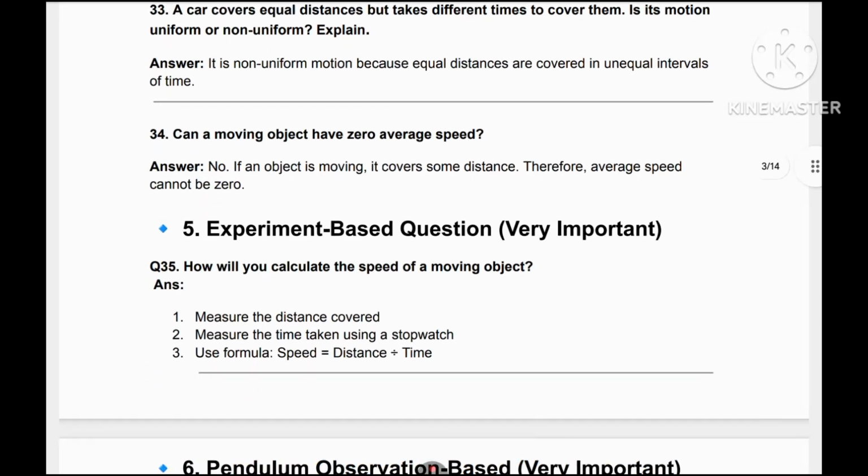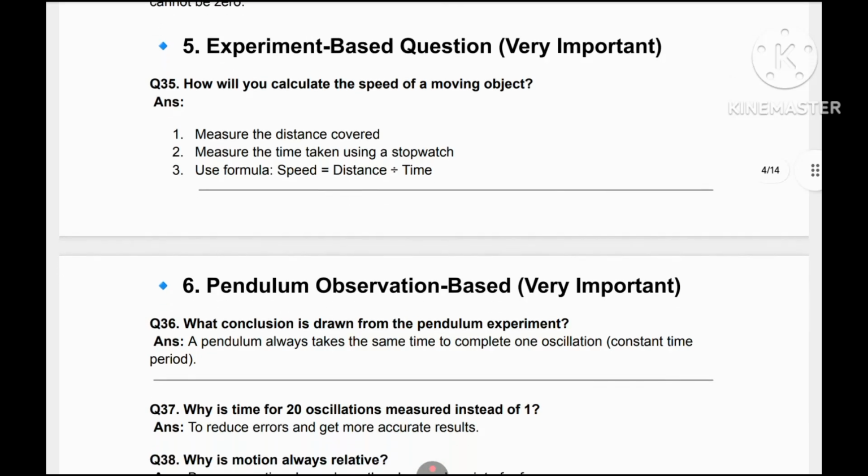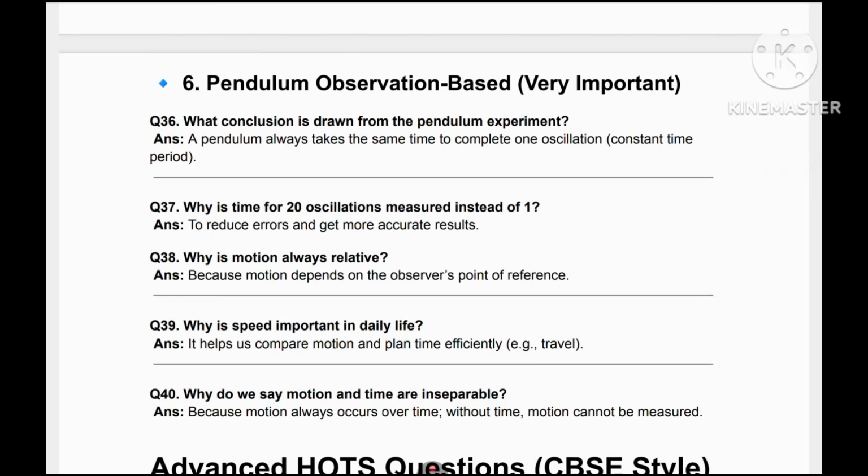Can a moving object have zero average speed? No. If an object is moving, it covers some distance. Therefore, average speed cannot be zero. How will you calculate the speed of a moving object? Measure the distance covered, measure the time taken using a stopwatch. Use the formula speed equals distance upon time. What conclusion is drawn from the pendulum experiment? A pendulum always takes the same time to complete one oscillation, a constant time period.